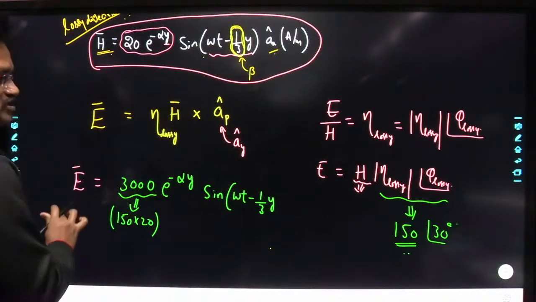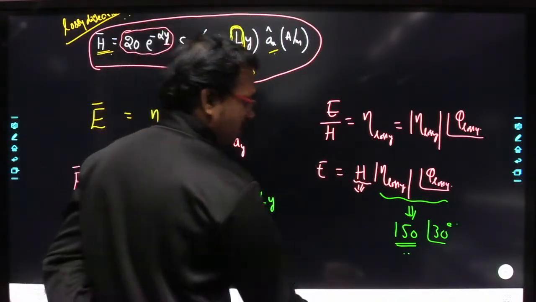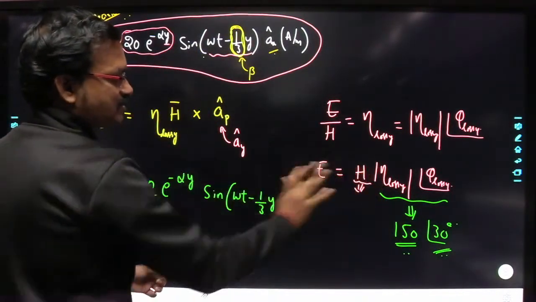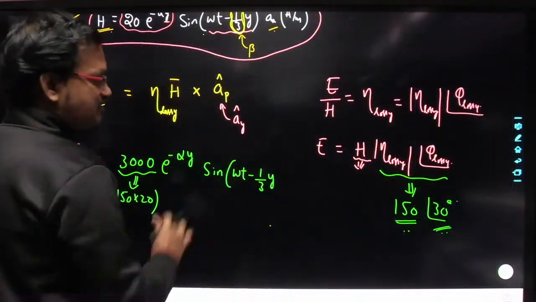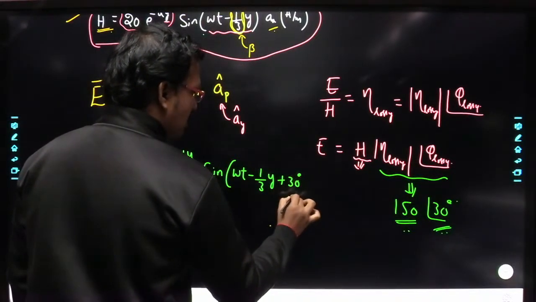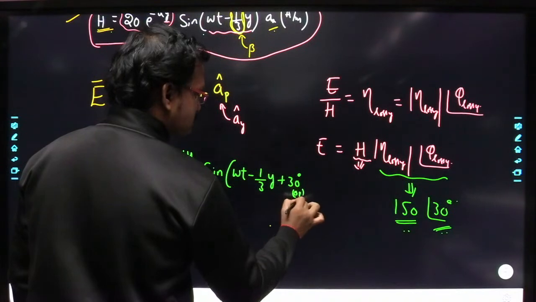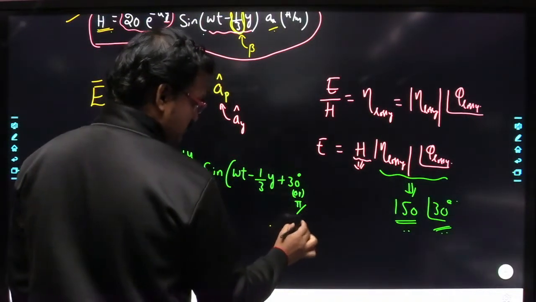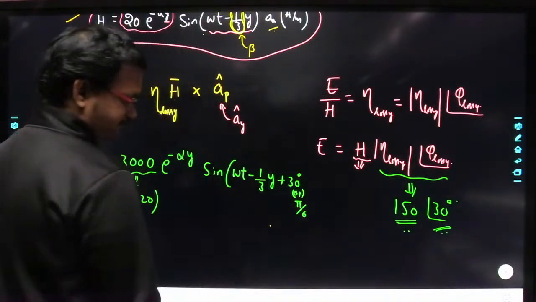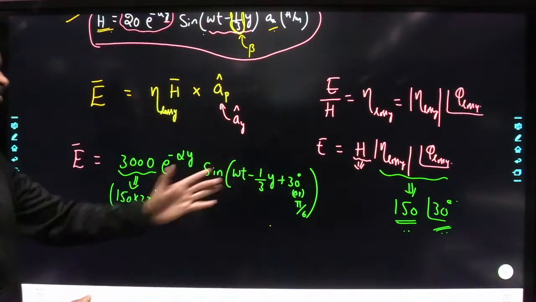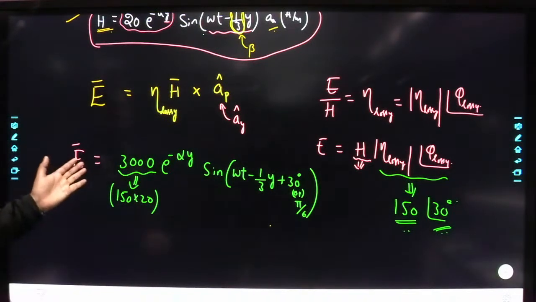What is the time phase shift between electric field and magnetic field here? It is nothing but 30 degrees. So in the phase term, just add that phase shift here. What you are having? 30 degrees. So just add plus 30 degrees, or in place of 30 degrees you can write pi by 6 radians. You can write either in terms of degrees or radians. So this is going to become the expression for electric field.